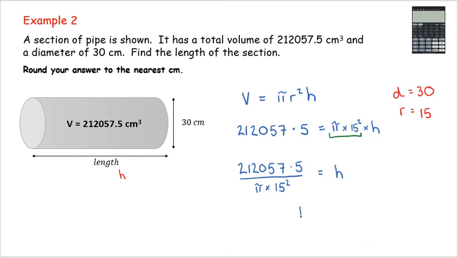And then at this point, all we need to do is just put this straight into our calculator. So again, being extra careful that we're putting it into the calculator correctly. So we're dividing by, and if I'm doing this the long method, I'm putting a bracket round pi times 15 squared.